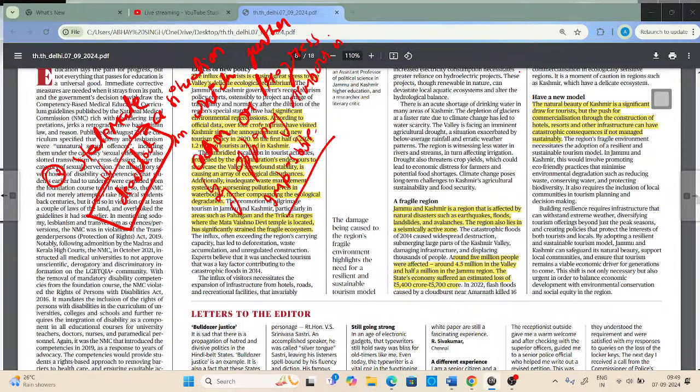Now the next important word, prudence. So what do we understand by prudence? The simple meaning of prudence would be wisdom, a quality of being cautious. Right. Now we have the third important word, ire.